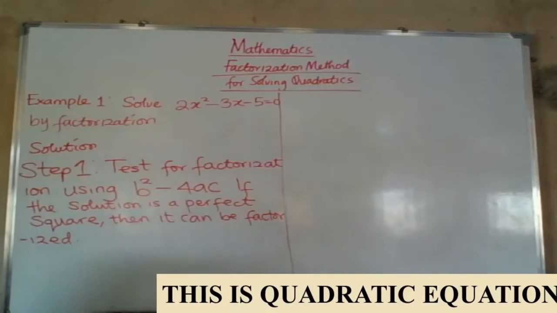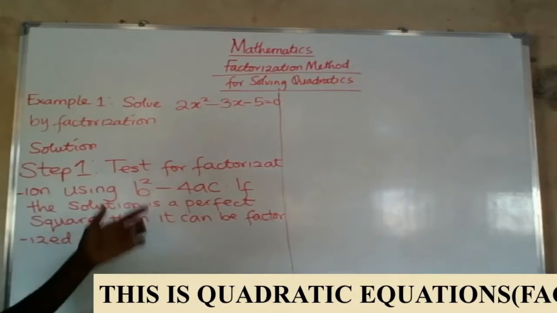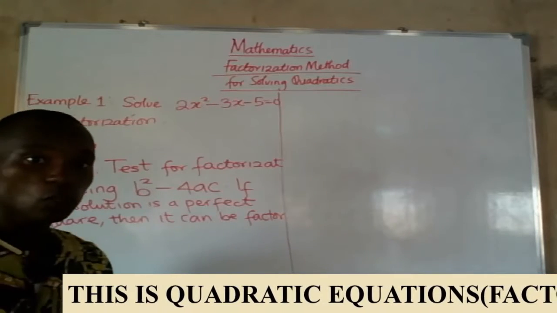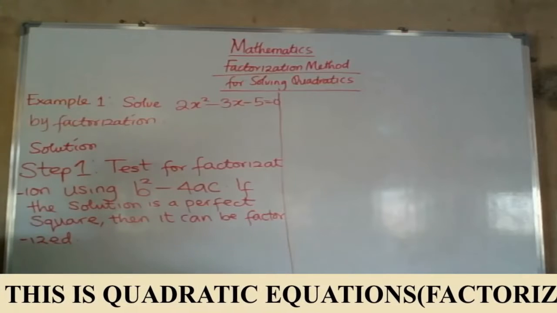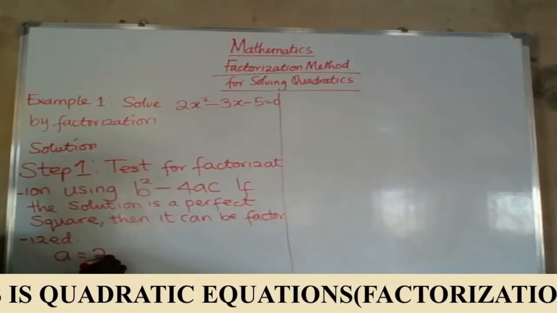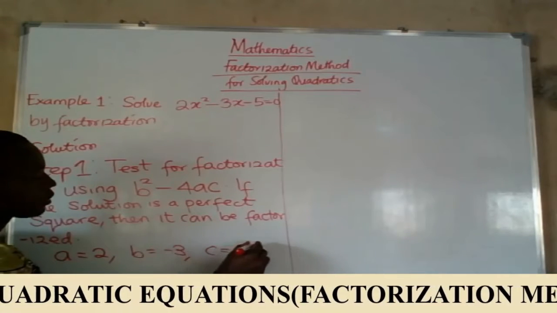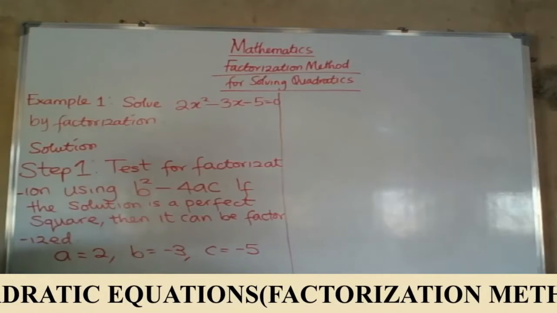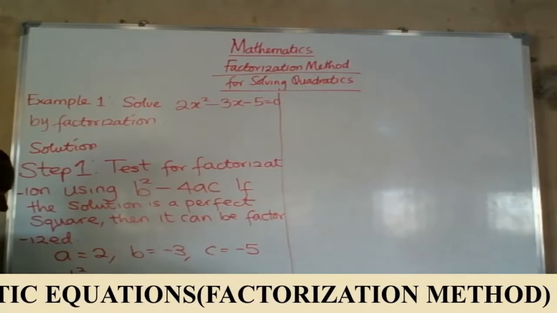Step 1, we test for factorization using b squared minus 4ac. If the solution is a perfect square, then it can be factorized. First and foremost, we need to know what our a is. Our a in this case is 2. Our b is minus 3. And our c is minus 5. So, b squared minus 4ac.